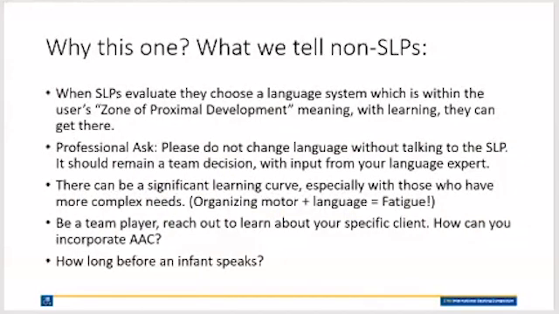Okay, that's you. Okay, so why this one? That is a perfectly valid question to ask your SLP. Why did you choose this one?